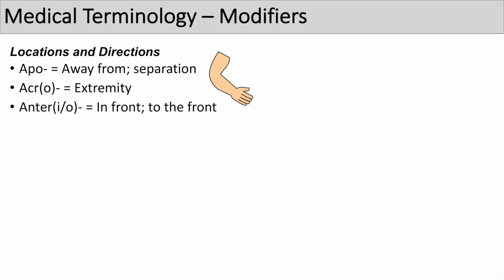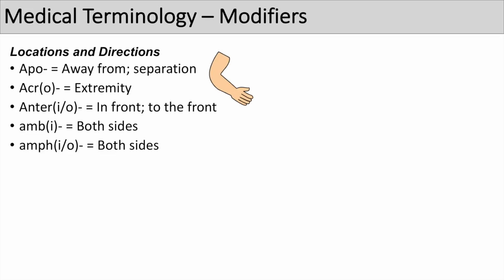The next prefix is anter or anterio. This simply means in front or to the front, so you can think of the word anterior. The next one is amb or ambi. This means both sides, so you can think of ambidextrous, so you're using both hands. The next one is amphi, or amphio. This also means both or both sides. You can think of amphibian or amphiphilic.